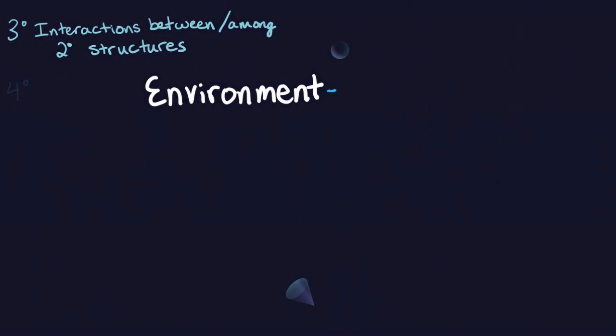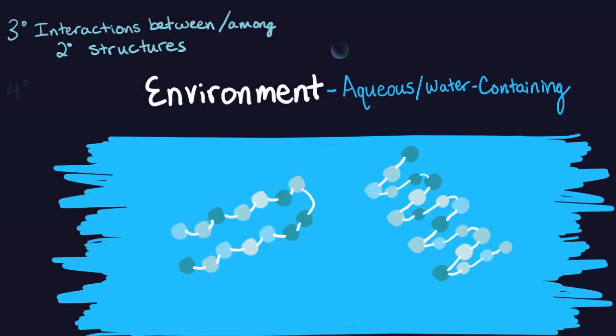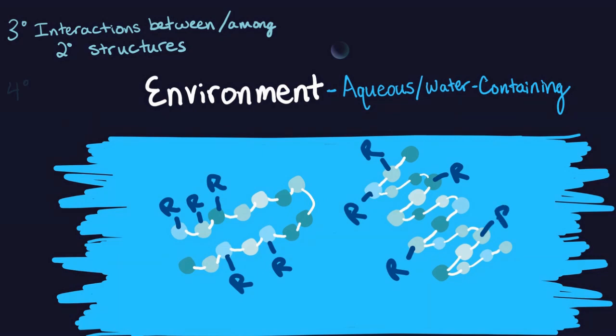The environment that components of life exist in is what we call an aqueous, or water-containing, solution. So let's imagine this is our environment surrounding our protein, just full of water. And in here, we have our secondary structures of our protein. Now remember, each amino acid within a protein has its own special R group, or side chain, which causes each amino acid to have unique chemical properties.